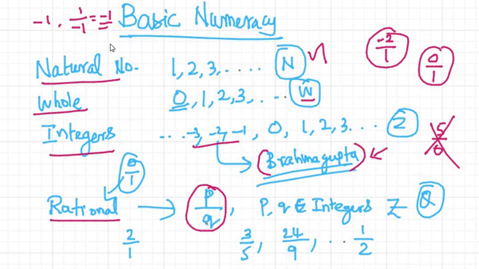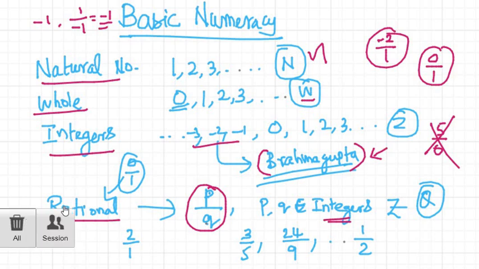There is no reciprocal for the number 0. In maths, never divide anything by 0. Never ever divide anything by 0. Okay. So rational numbers: any number can be written in this form, P by Q, where P and Q must be integers.